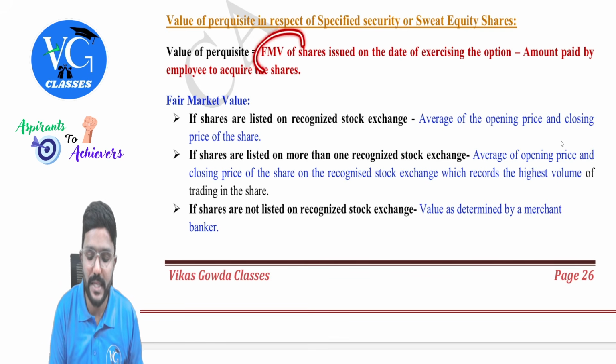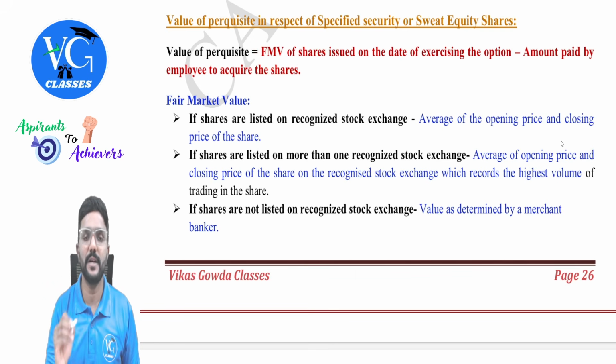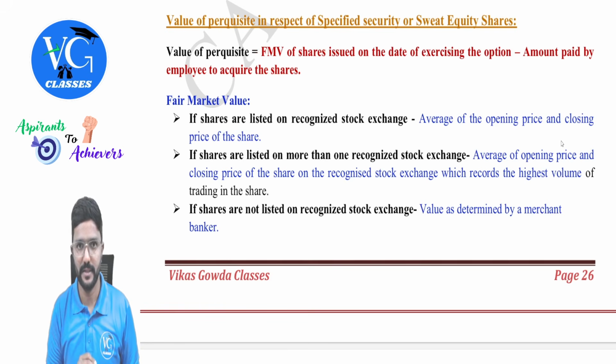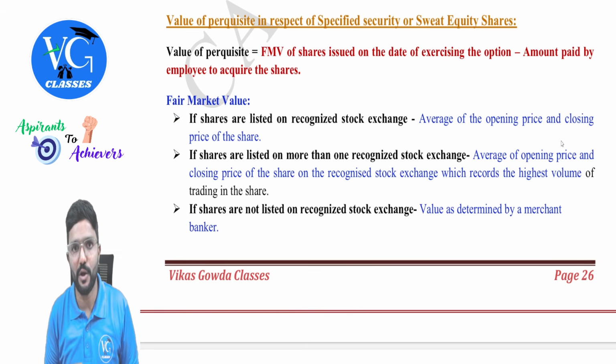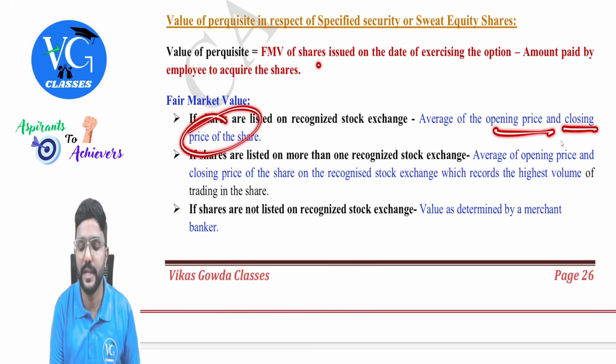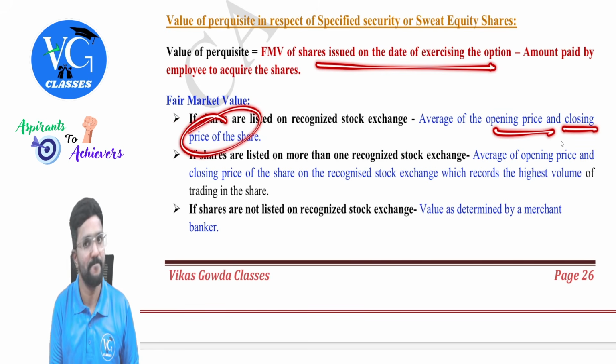And here, sir, what is FMV? We need to check whether the shares are listed or not listed. If the shares are listed on a recognized stock exchange, then we need to take the average of opening price and closing price on the date of exercising the option.